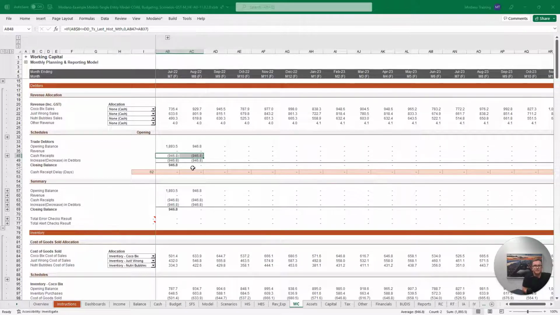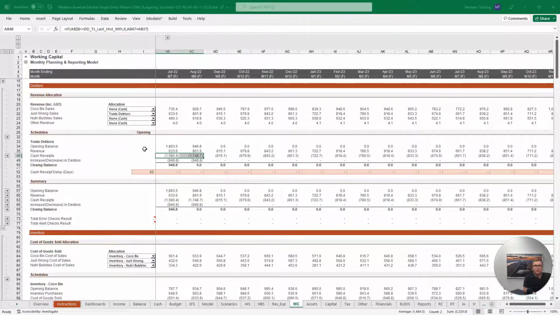So now let's look at how we adjust for the receipt of forecast revenue within the financial model. For this, let's allocate just wrong sales to flow through the trade debtors balance so we have forecast revenue to work with. Now as our forecast cash delay is still 0 days, there is no change in our debtors balance as we're assuming all forecast revenue for just wrong sales is received as cash. Now let's look at October 22 as an example. We have 679.8 of just wrong sales being forecast for the month of October.